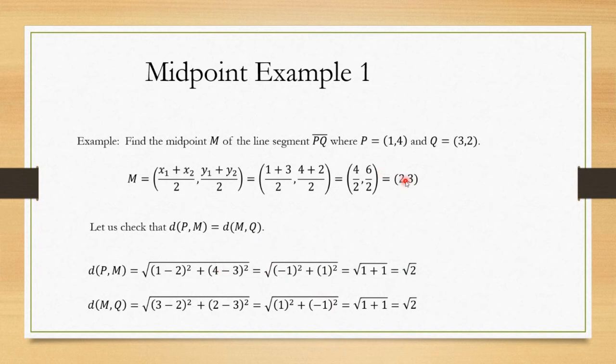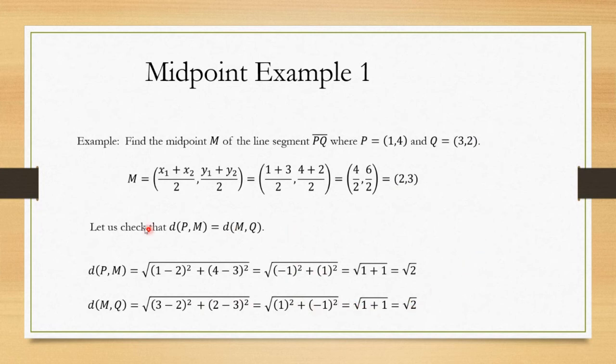Same thing with M to Q. We have the change in x coordinates, in this case 3 minus 2 squared plus 2 minus 3 squared. And again, it really doesn't matter what order you subtract, because you're squaring. You get 1 squared plus negative 1 squared, which is the square root of 2.